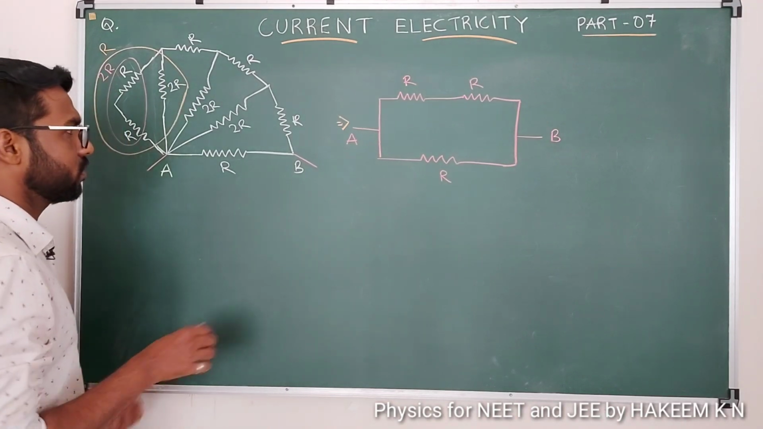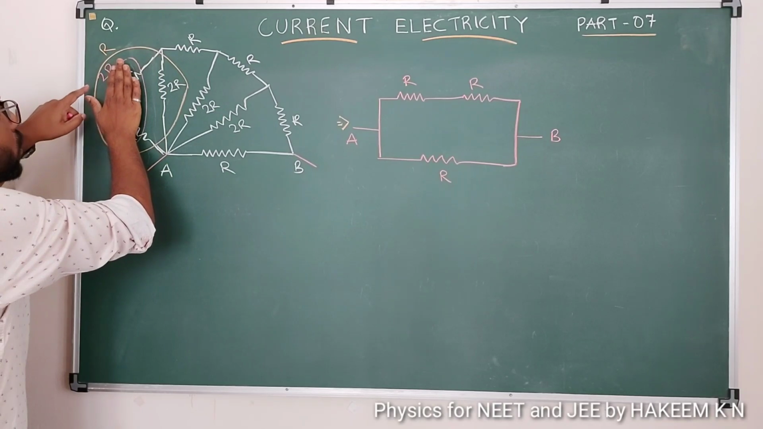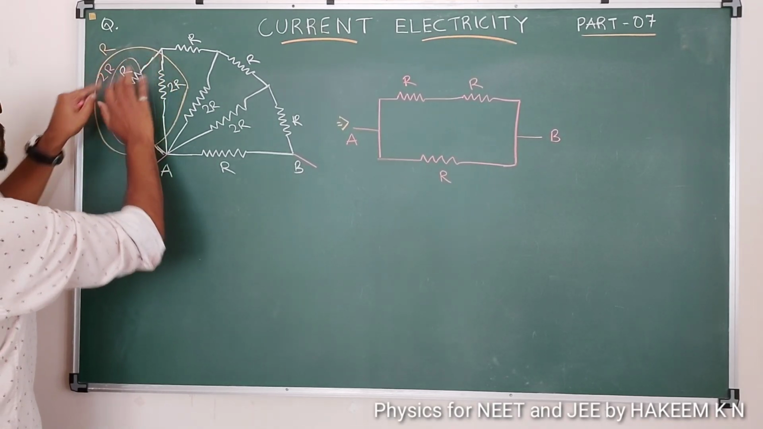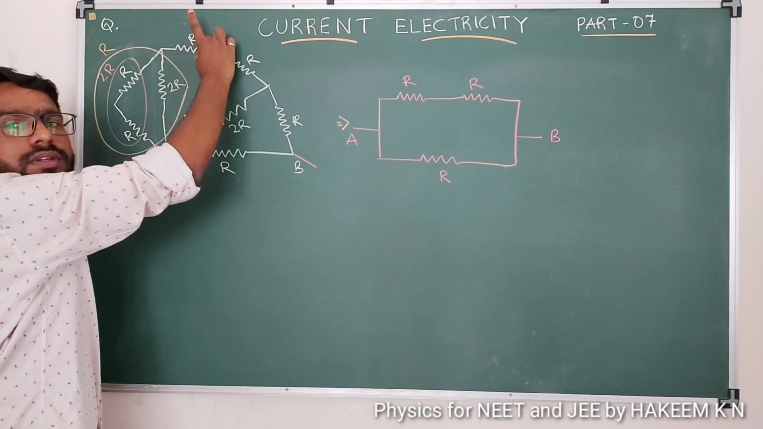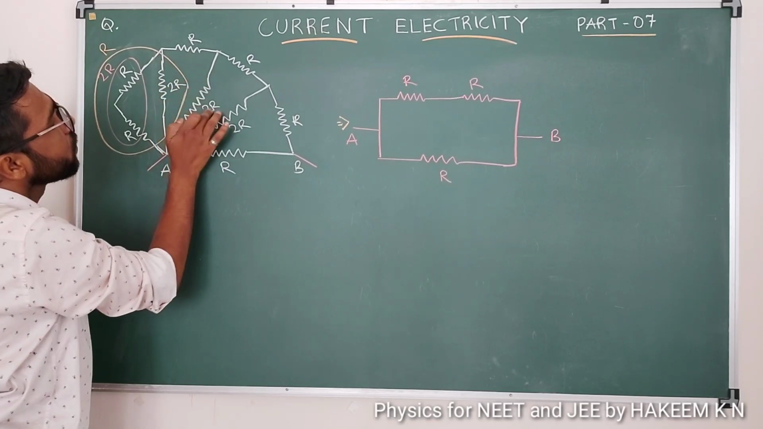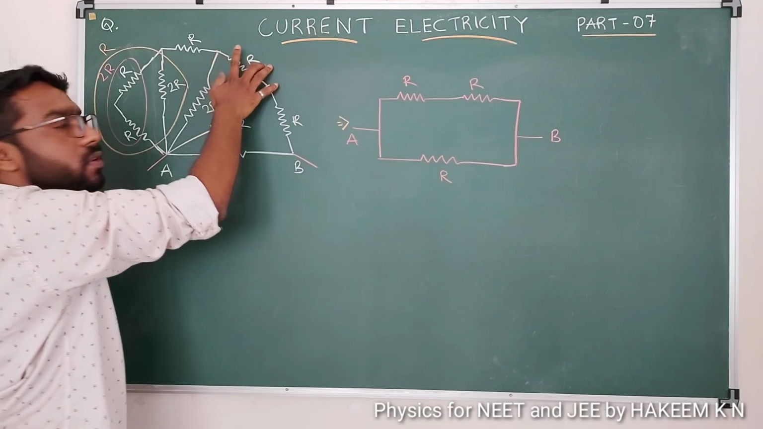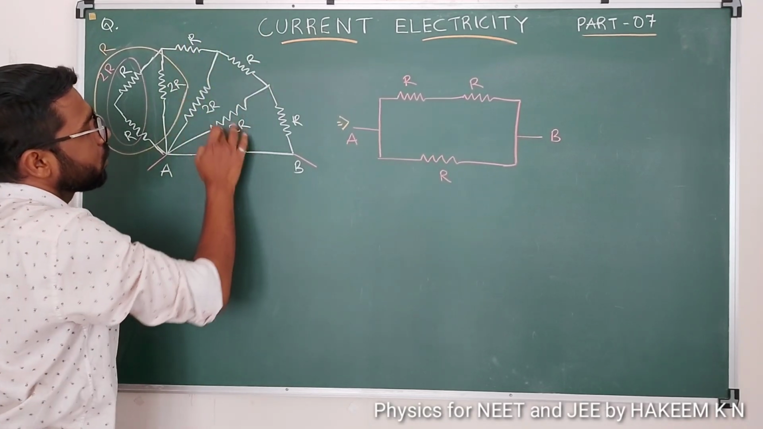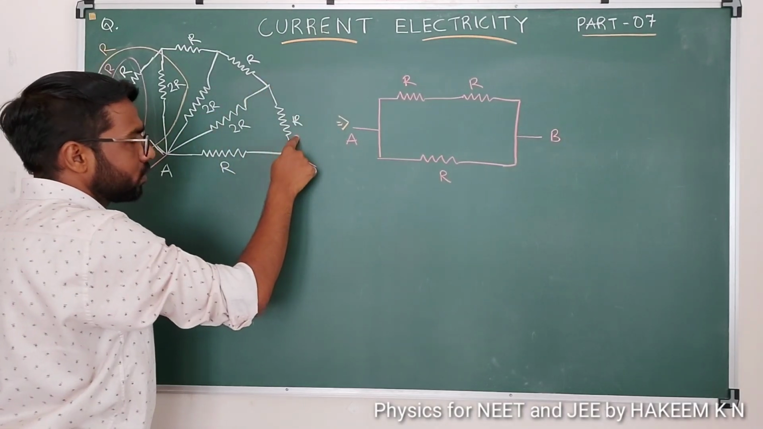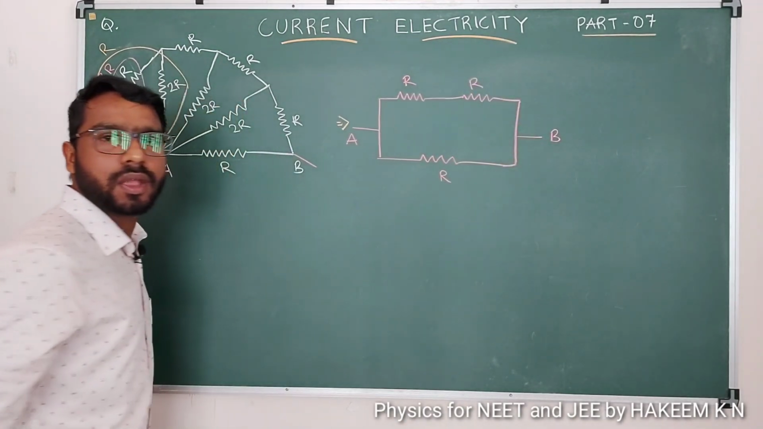How did we get it? Once more. This R and this R are in series, so we will get 2R. This 2R is in parallel with this 2R, we will get R. That R is in series with this R, we will get 2R. That 2R is in parallel with this 2R, we will get what? R. That R is in series with this R, we will get 2R. That 2R is in parallel with this 2R, we will get R. That R and here also R. This is the equivalent network.